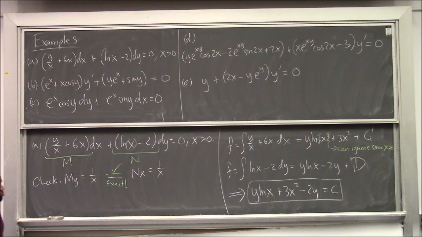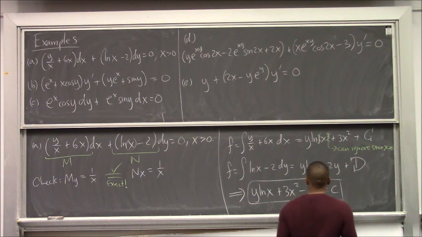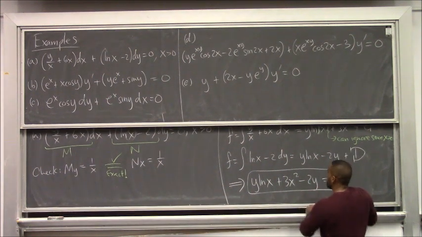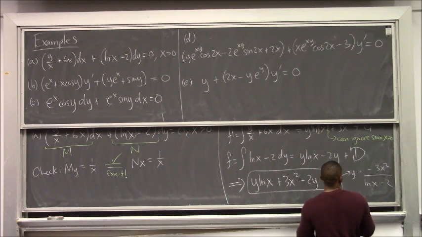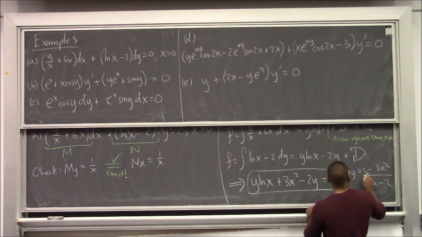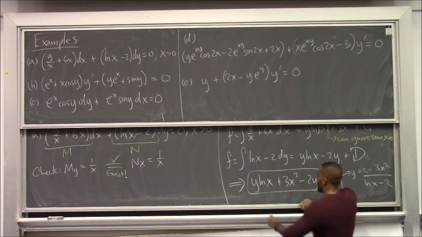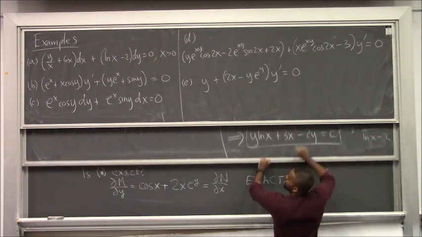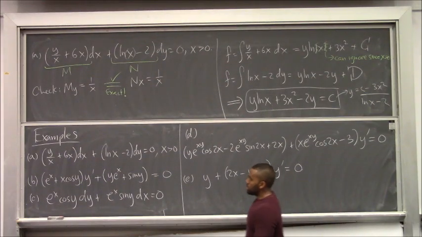Are there going to be cases where they ask us to solve for y? This could be a case where we can solve for y. That's not too bad. Move the other term to both sides and then pull out y. So y would be minus 3x squared over ln x minus 2, plus the constant C. Normally it probably wouldn't worry about it.